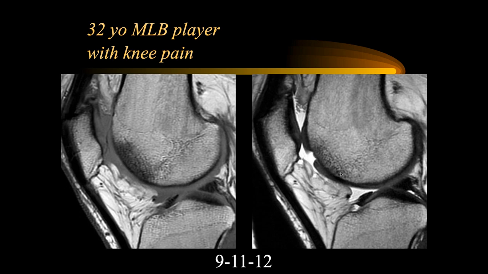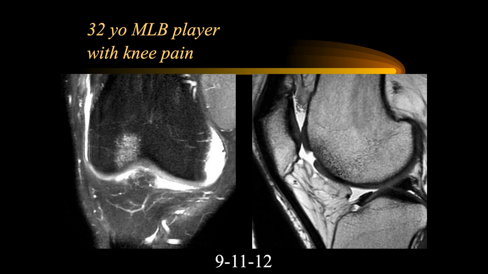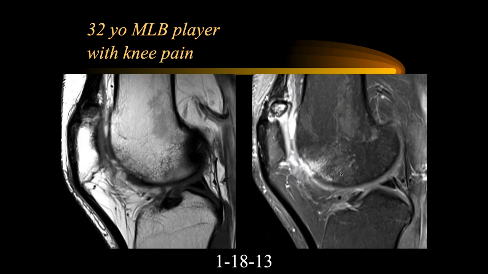Good. Ashi, what do you think of this case? So anteriorly at the lateral trochlea, we see a full thickness chondral defect and some eburnation, some changes of the subchondral trabecular bone there, and we see a little bit of edema there as well. Okay, so this is 9/11/2012. He came in with anterior knee pain, and this is now 1/18/13.